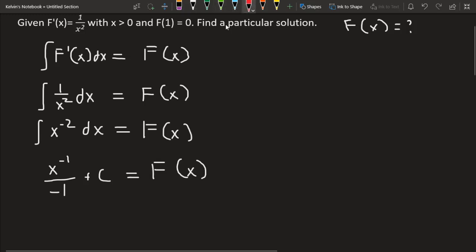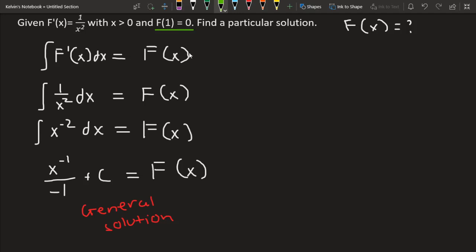However, this is just the general solution. What we are looking for here is the particular solution. And in order to get the particular solution, we have to use our given information. So our given information, also known as the initial conditions, is that capital F of 1 is equal to 0.